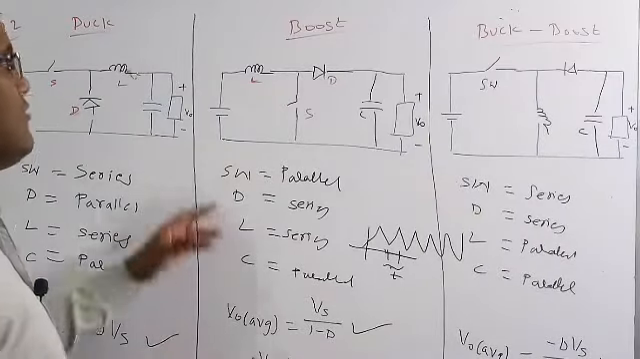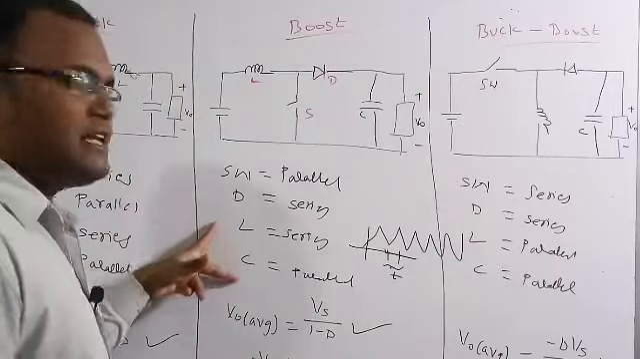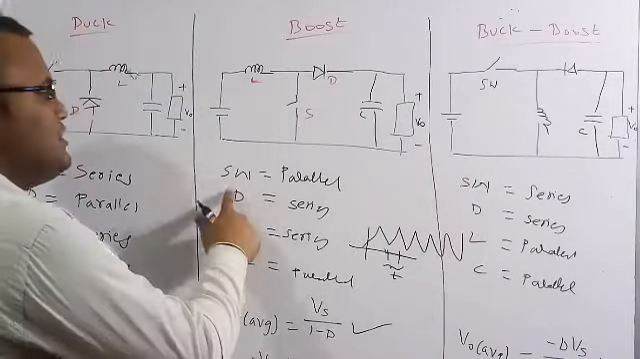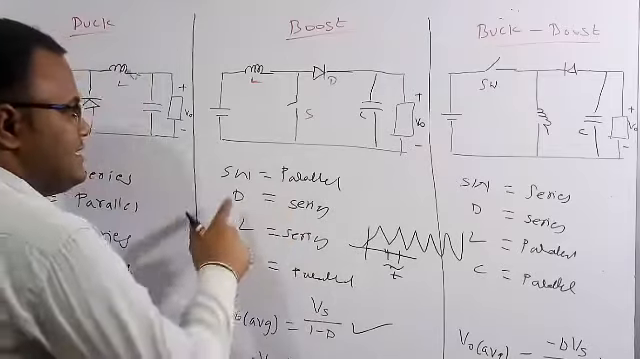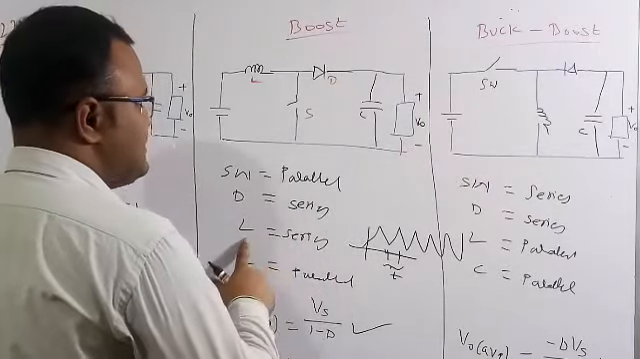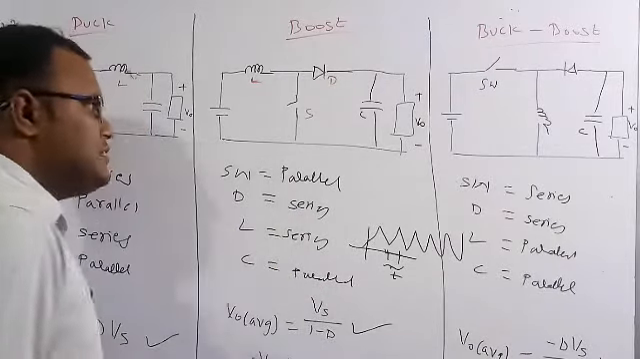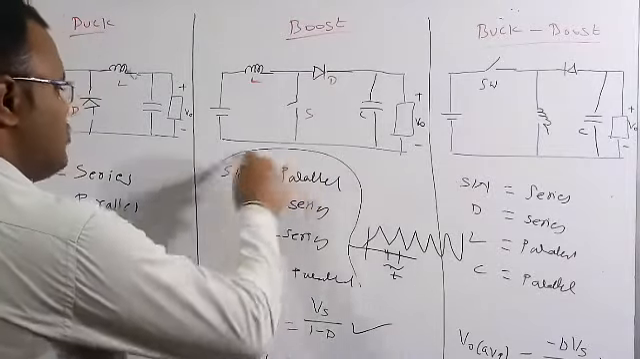Now, in the question they have asked only about the boost converter and the type of connection of the components. The switch is in parallel, the switch being a MOSFET, the diode is in series, the inductor is in series, and the capacitor is in parallel. Therefore, this is the correct solution of the question.